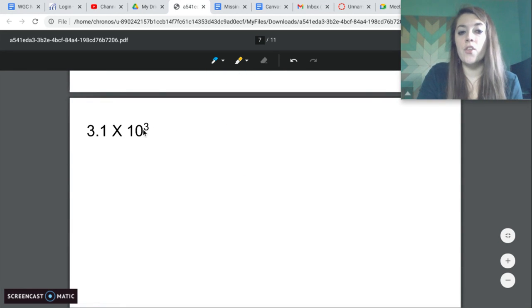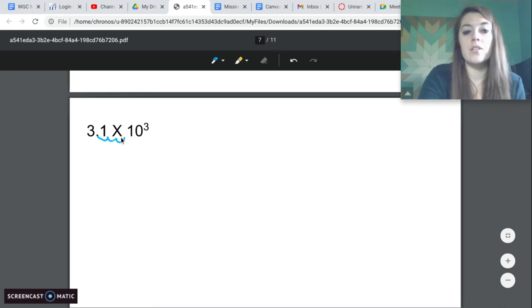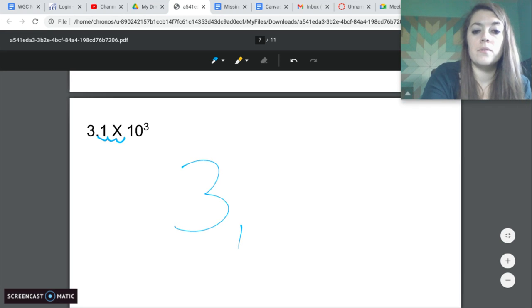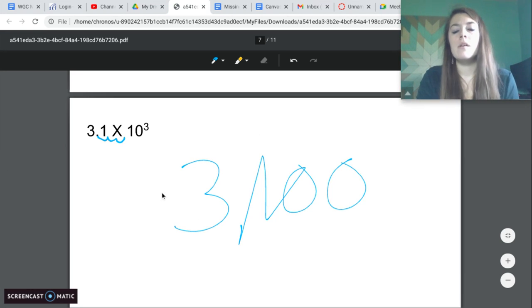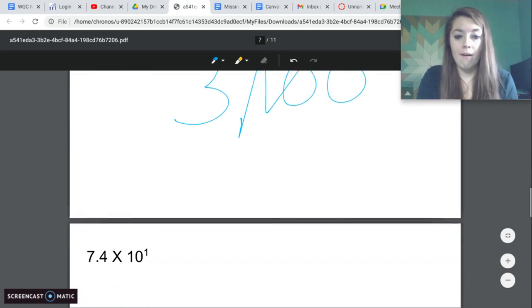Here we have 10 to the third, which means we need to move our decimal 3 times. So we're going to go 1, 2, 3. Now, the first one we had a number for, but these last two, there's nothing. So that means we have 3,100. I apologize for the weird lines. So we add in those zeros when it takes it further than the digits we have.